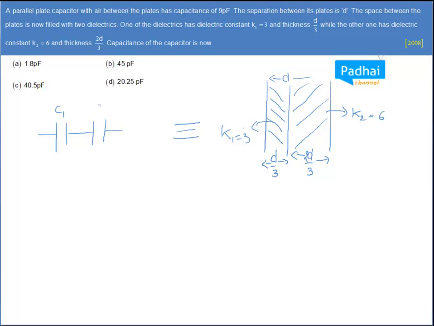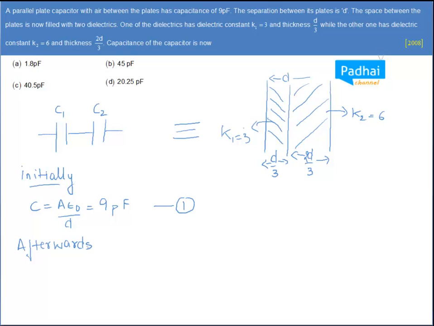Let us name them C1 and C2, right? So first of all, initially what was given? 9 picofarad was when air was there between the plates initially. Initially, C was equal to A epsilon naught by D, which was equal to 9 picofarad, right? Now let us mark this as 1.